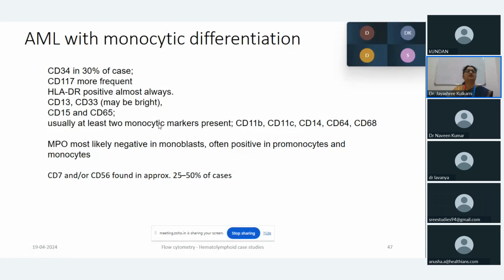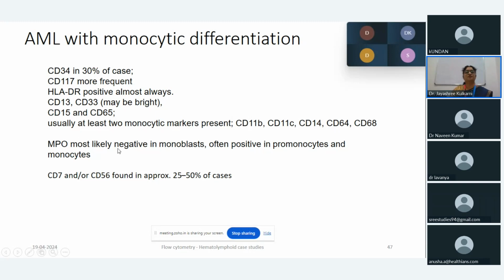So you get CD34 positivity, CD117 may not be present, but HLA-DR is one differentiating feature. Many times morphologically, you might find it difficult to say whether it is a monocytic AML or APML, especially the hypogranular. At that time, HLA-DR is one which will be very useful. In monocytic, definitely HLA-DR is positive. CD13 and CD33 will be bright, and you have your monocytic markers, that is CD14 and CD64.